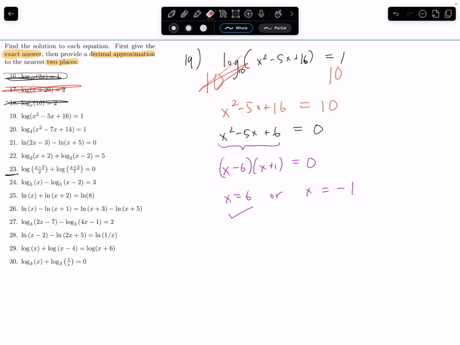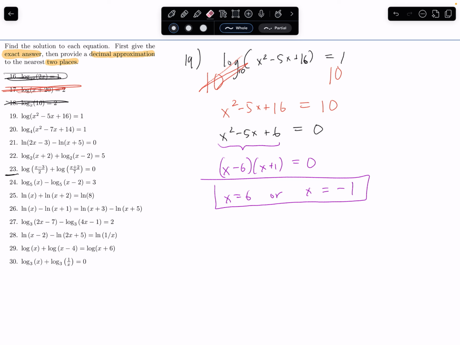Negative 1. If I plug in negative 1, I'm going to get 1 here. Minus 5 times negative 1 is plus 5. So that's okay. And then plus 16, that's okay. Everything stays as positive. So both of those are okay as solutions.